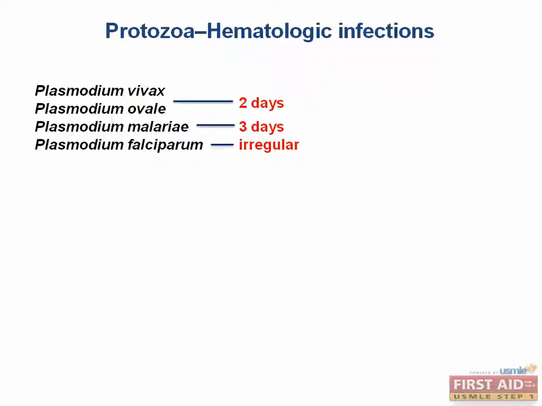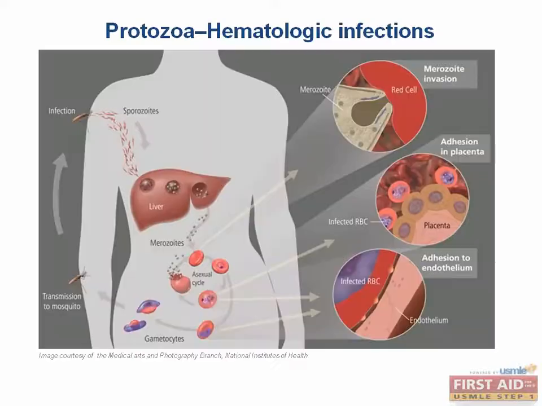Remember that P. falciparum is the most severe malarial infection because it can affect red cells at all stages of their development. These infected cells can then obstruct the capillaries of the brain, a phenomenon known as cerebral malaria. They can also affect the kidneys, which is known as blackwater fever, and even the lungs.